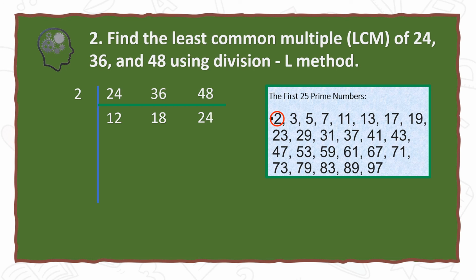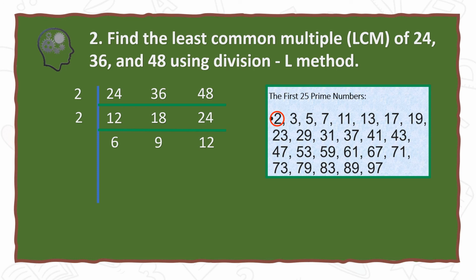Let's check 12, 18, and 24. Are all of them divisible by any prime number again? Yes. What is it? Is it 2 or 3? Oh, I have noticed that 12, 18, and 24 are divisible by 2. Also by 3. All right? Now, we can just use the smaller one, which is 2. Yeah. 12 divided by 2 is 6. 18 divided by 2 is what? 9. And 24 divided by 2 is 12.